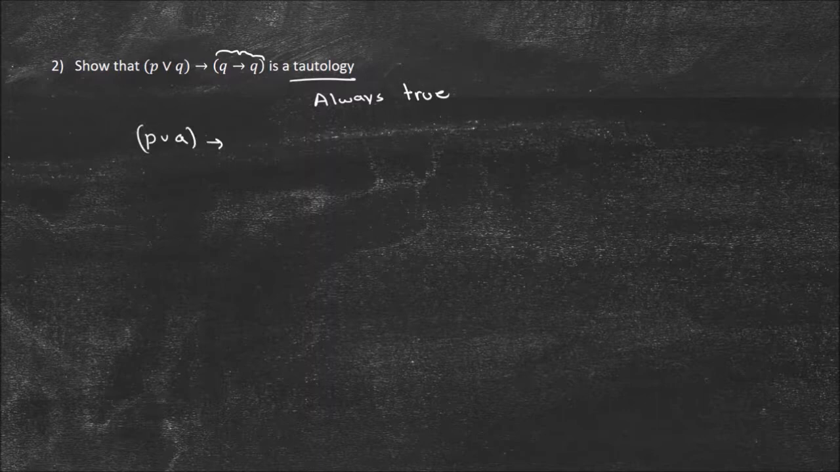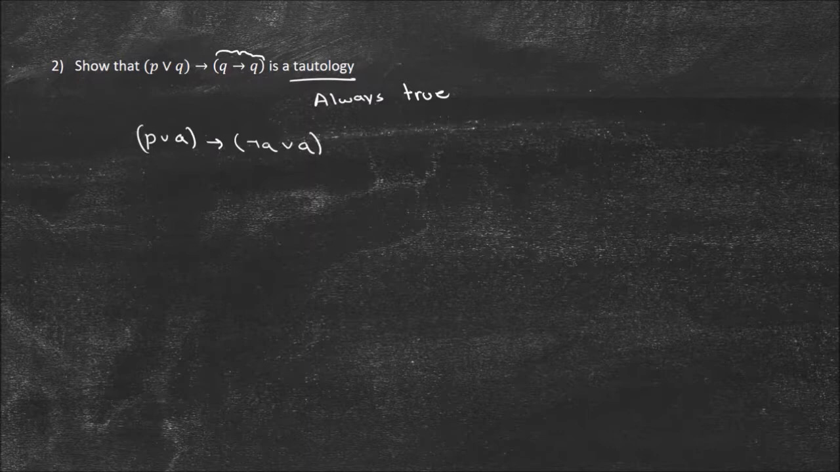Instead of Q implies Q, I'm going to use my conditional law and say, okay, well, I can write that as not Q or Q, right? Because you take the negation of the first one or the second one. So not Q or Q.